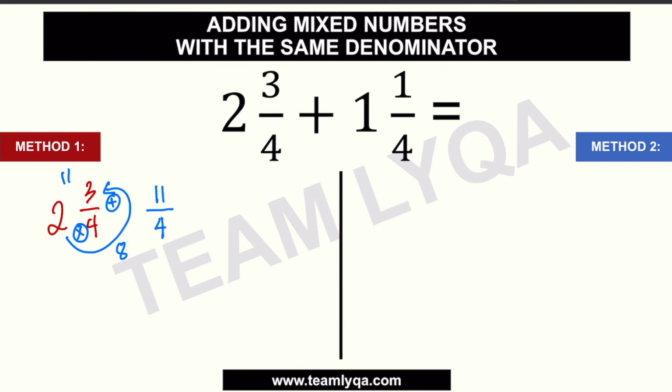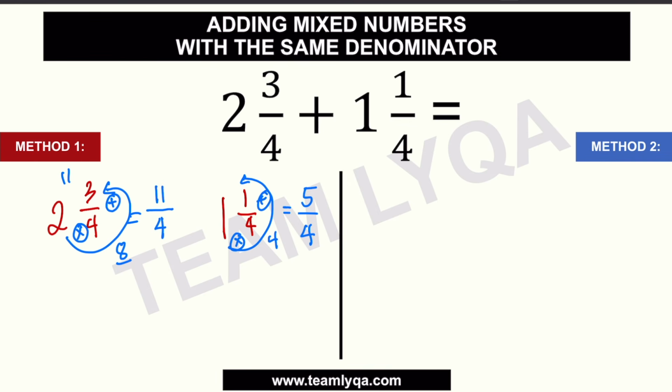So again ha, 2 times 4 is 8. 8 plus 3 is 11. 11 over 4. Tapos, yung ating isa pang fraction, which is 1 and 1 over 4, we're going to do the same thing. Ikot lang natin siya. So, times and plus. So, 1 times 4 is 4, plus 1 is 5. This is 5 over 4.